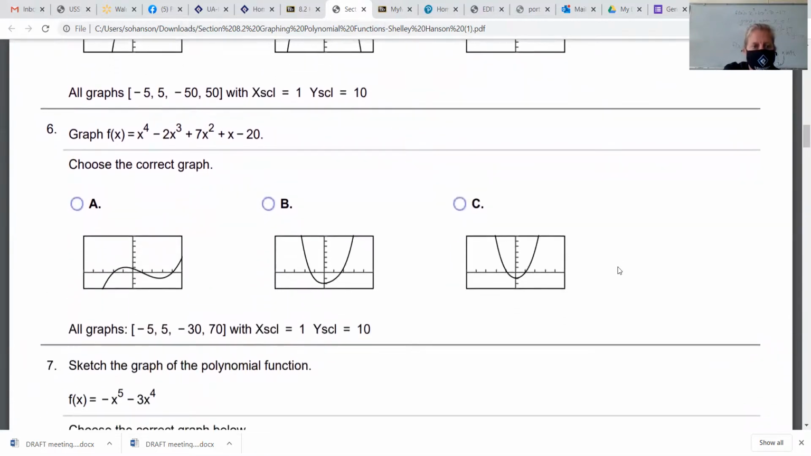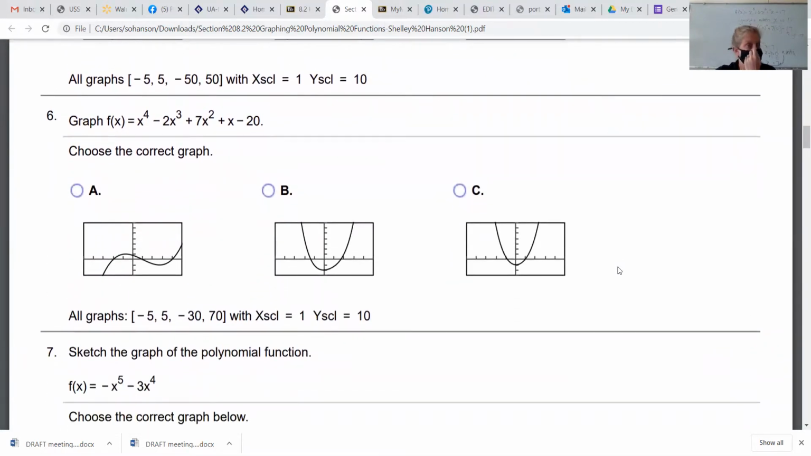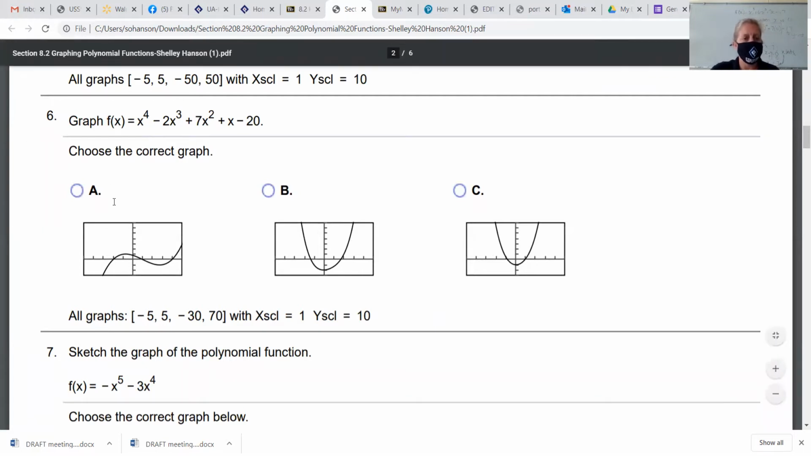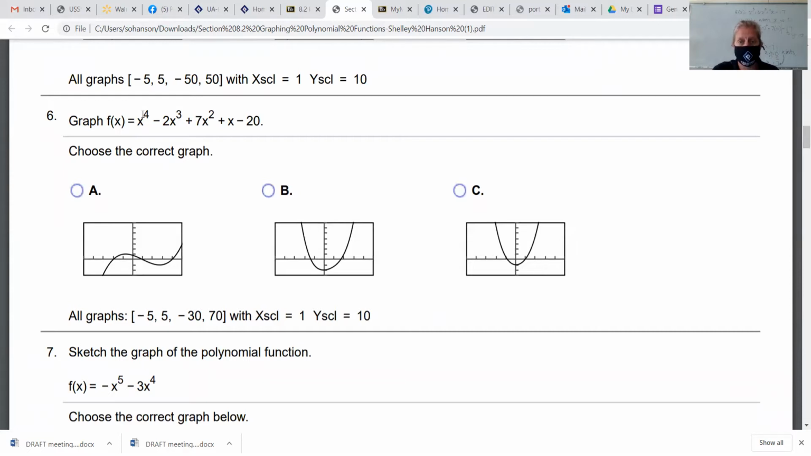All right, let's look at number 7. This one I'm going to have to use a little bit more information because let's start off with our leading term and see how far that gets us. What should the leading term tell us? The end behavior. So it's x to the 4th, which means my exponent is even, which means both up or both down. What kind of term is this, positive or negative? It's positive, which means both ends of the graph should go up.